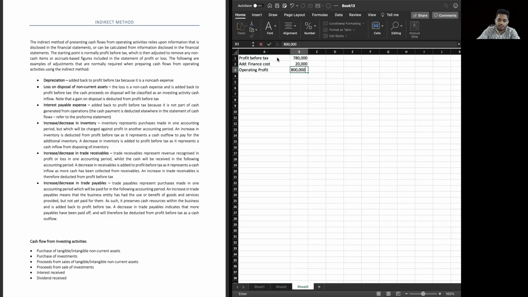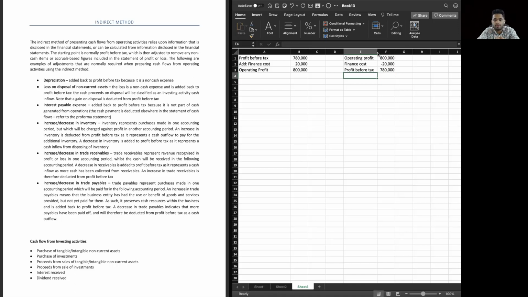If you look at your statement of profit or loss, you have your operating profit, and from your operating profit, you will be reducing your finance cost. When you reduce your finance cost from your operating profit, you will arrive at your profit before tax. That will be 700,000. So what I've done is I basically turned this upside down. I wanted to arrive at my operating profit, so I can convert my operating profit into operating cash flows.